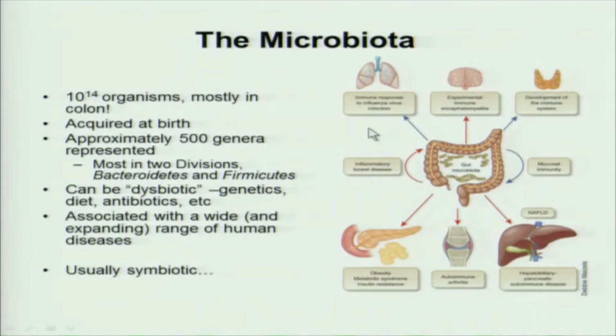So to begin with, here's the microbiota, and this is a slide from a recent review. This famous line, there's 10 to the 14th organisms, mostly in the colon, although it's distributed through many tissues in the body. There's a skin microbiota, oral, genitourinary. Apparently there's some microbiota in the airway and some other tissues.